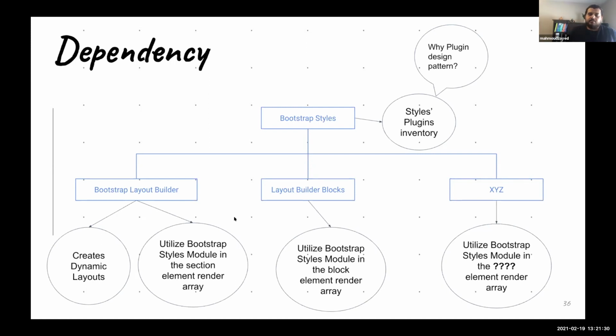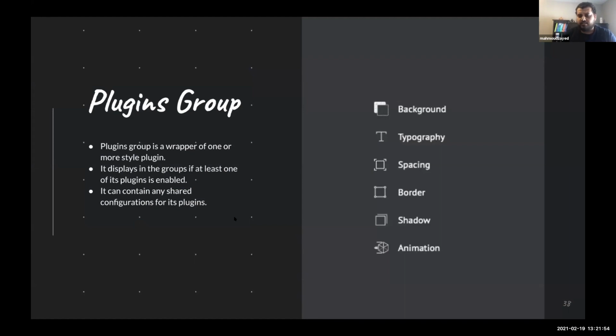So Bootstrap Styles is a module that provides some plugins out of the box and is also responsible for discovery. It scans the rest of the modules in our project and sees if they have any plugins. It collects them and adds them to the list of plugins. In the list of plugins, if you look at the right sidebar, we have background, typography, spacing, border, shadow, and animation, and we call these plugin groups. Each plugin group can contain some sub plugins. We call them style plugins.